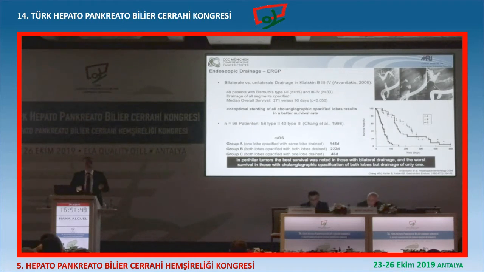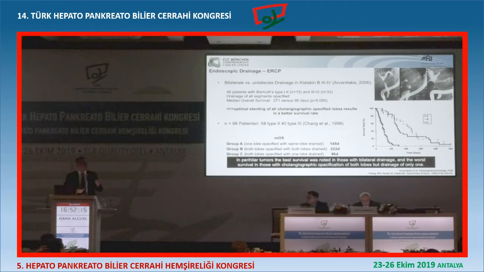The next tool that the gastroenterologist can offer to help with the drainage of a patient with jaundice and perihilar tumor is ERCP. Of course, you have to be trained to be able to do ERCP, and we know from old studies that if you do ERCP, you should try to achieve the best drainage possible.